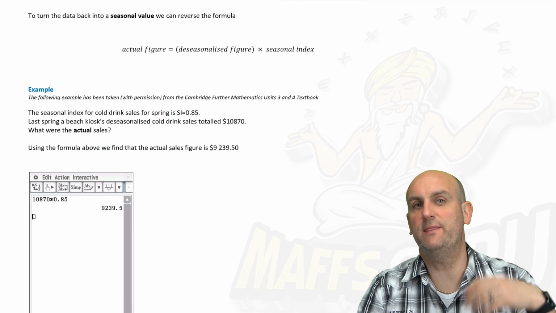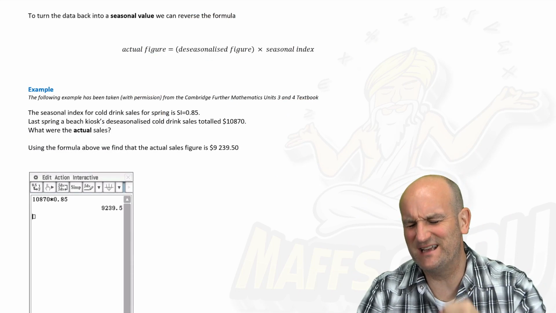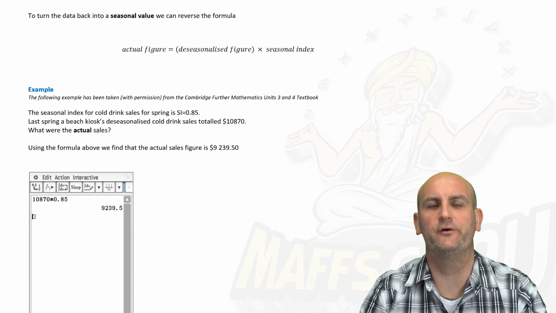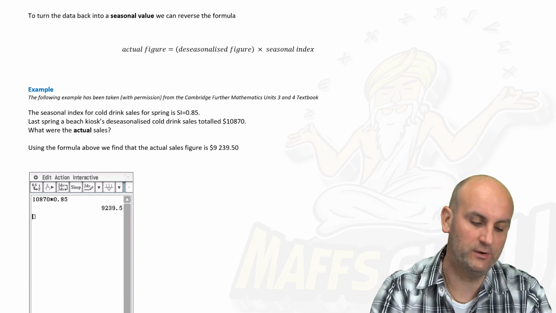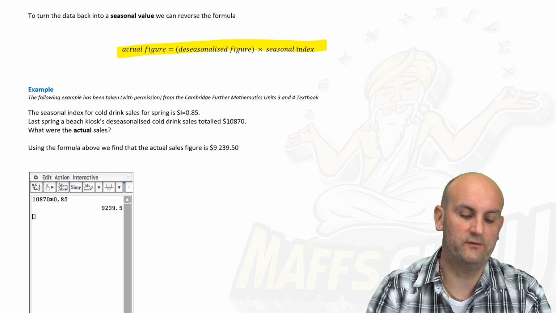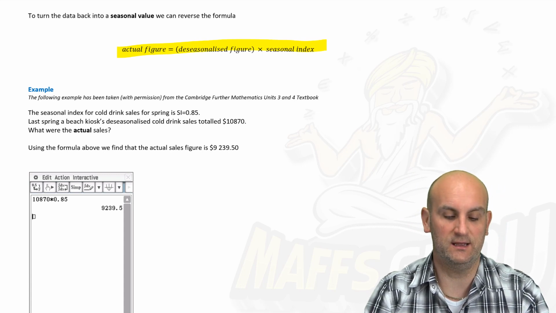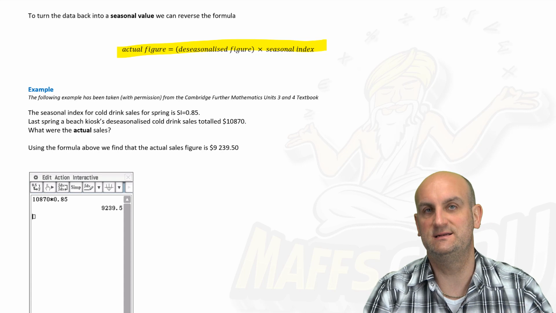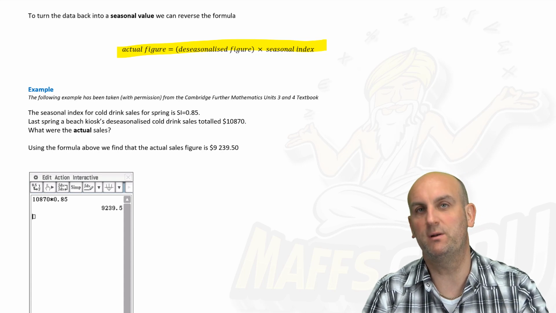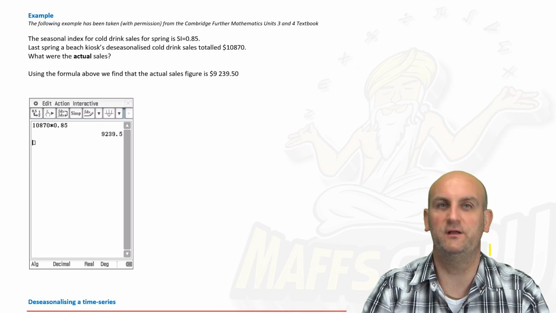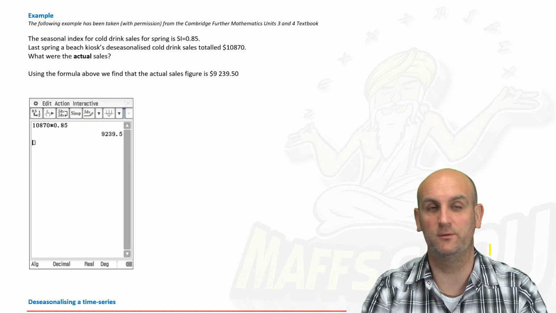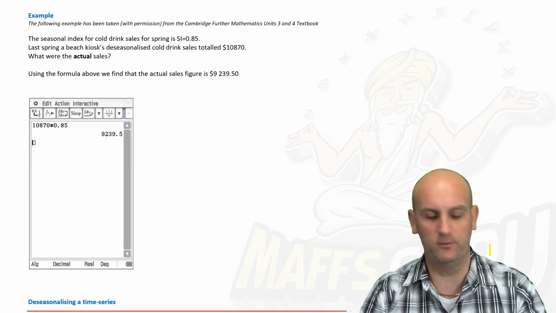The question is, when they give me deseasonalized data, how do I turn it back into the raw data or the seasonal data? Well, we have a formula for that. And again, as long as you put it in your summary books, or learn it, then life is good. Actual figure is equal to our deseasonalized figure multiplied by the seasonal index. Realistically speaking, those of you who are doing methods and know about transposing formulas, all we've done is transpose the formula.